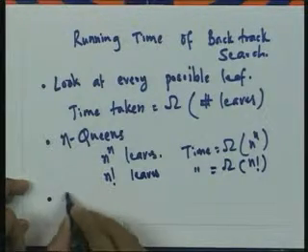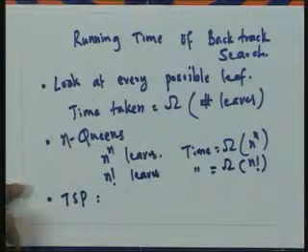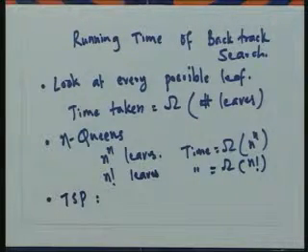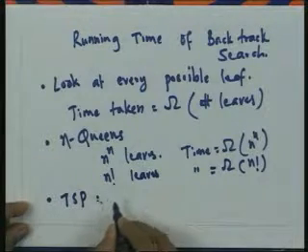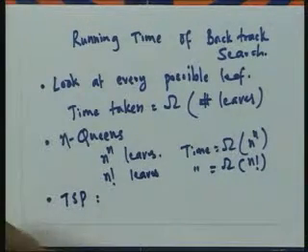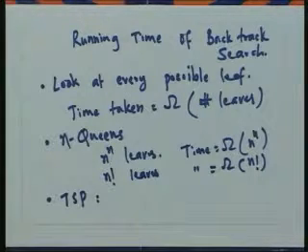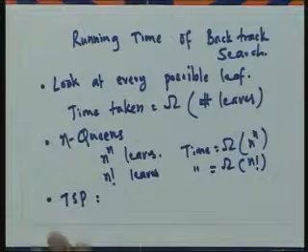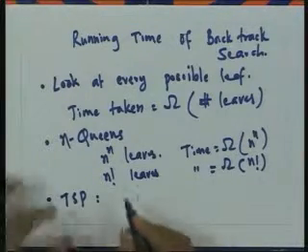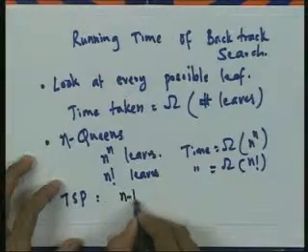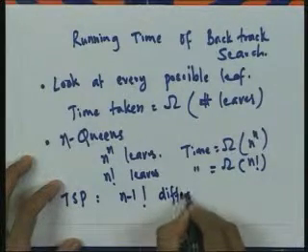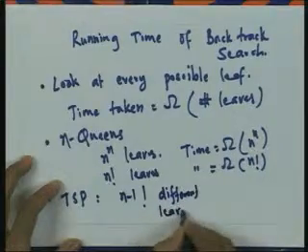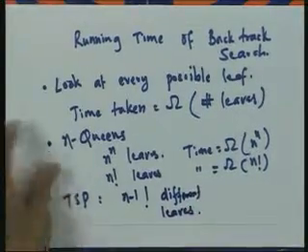What about the TSP? How many tours do you have through n cities? Well, starting at any city, the first city can be picked in n minus 1 ways, then n minus 2 ways, and so on. And therefore, we will have n minus 1 factorial different leaves in this search space.